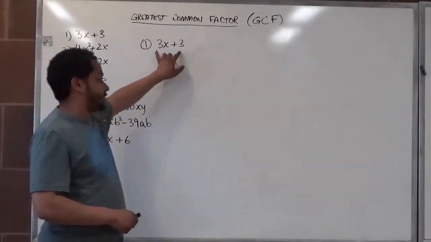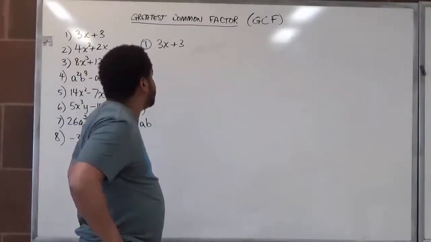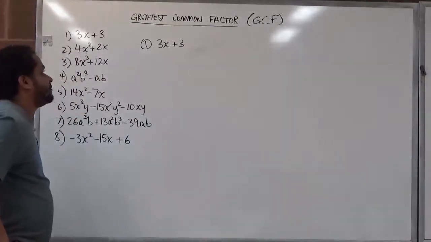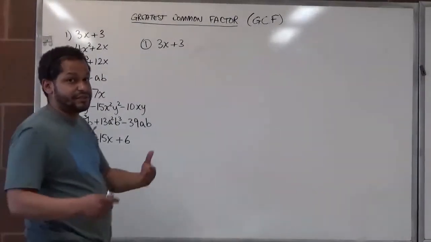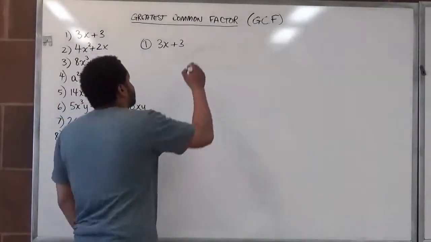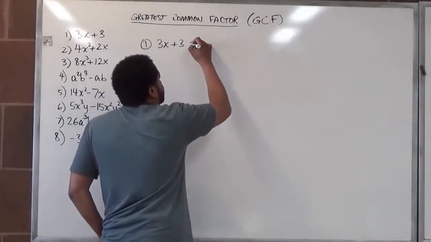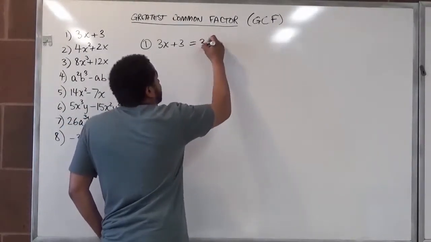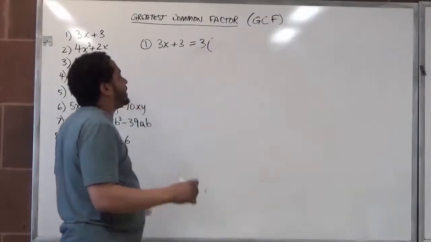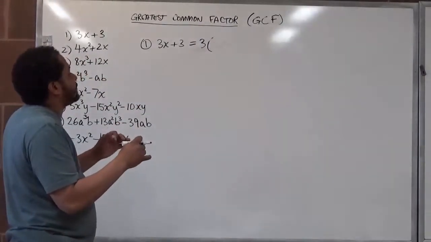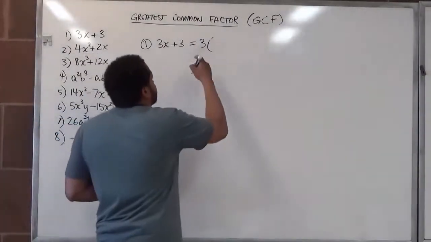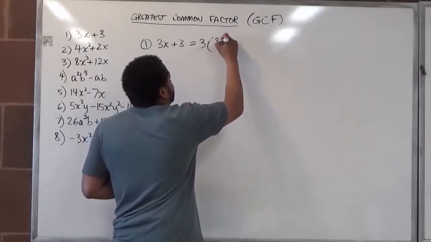Here we have numbers that are identical, so we know that each term is divisible by 3. Since they're each divisible by 3, what we're going to do is factor out that 3 that can divide each term. When we factor it out, to get the term that remains after the greatest common factor, we take what we factored out and divide each term by it.